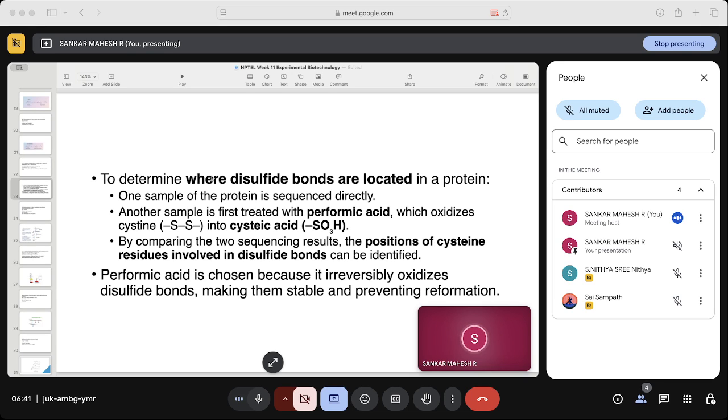This is also similar. When we run the wild type protein, which is equivalent to the non mutated DNA, you get a particular set of bands or particular set of time of flight which you can correlate with the sequences. And when you treat it with performic acid, you get differences. So based on these differences, we'll be able to pinpoint what are the amino acids that are involved in this disulfide bond formation.